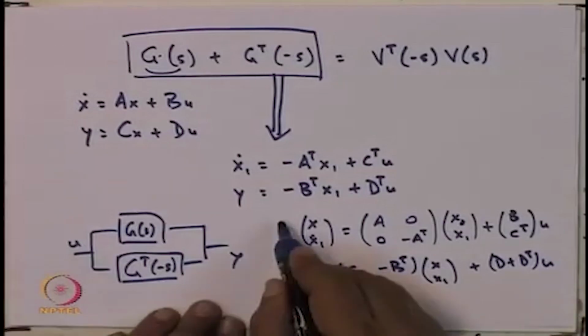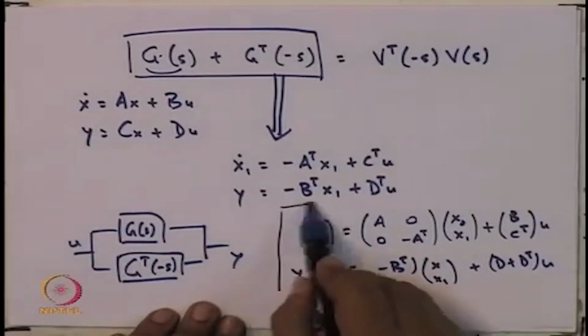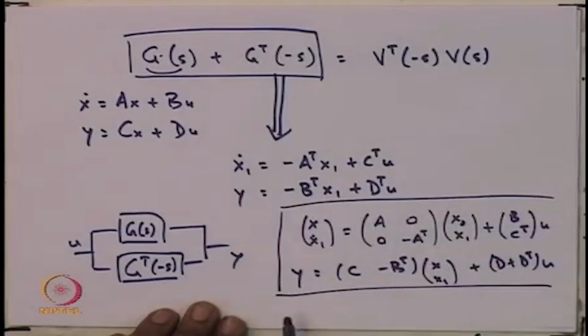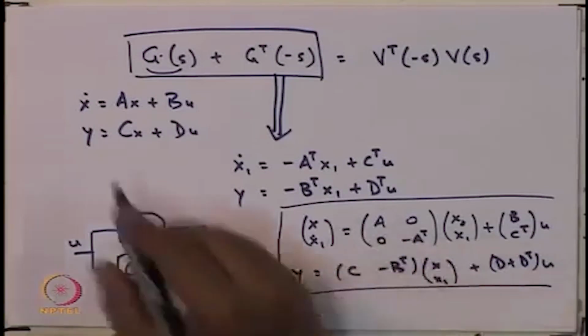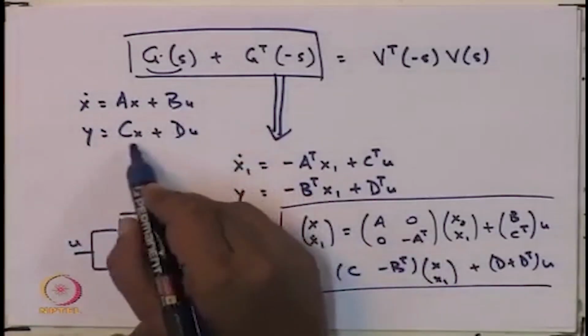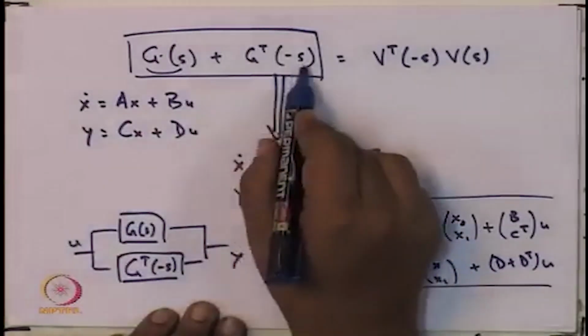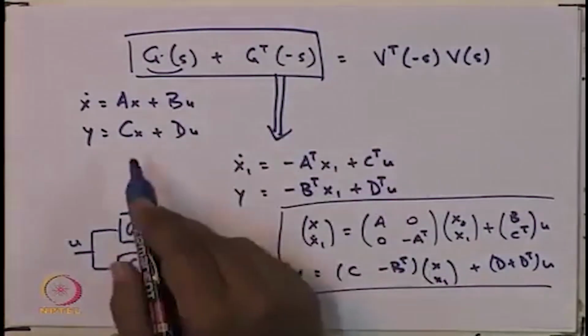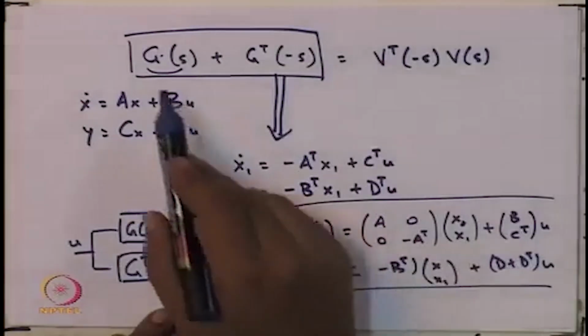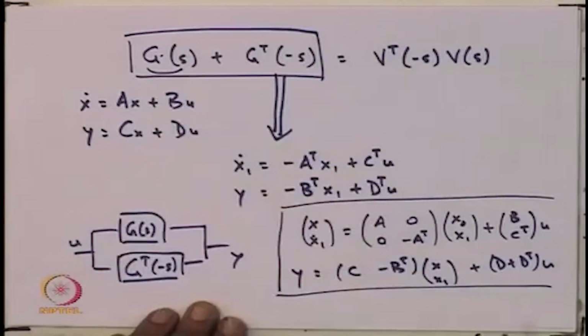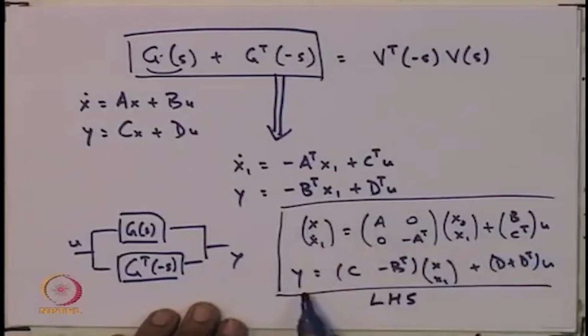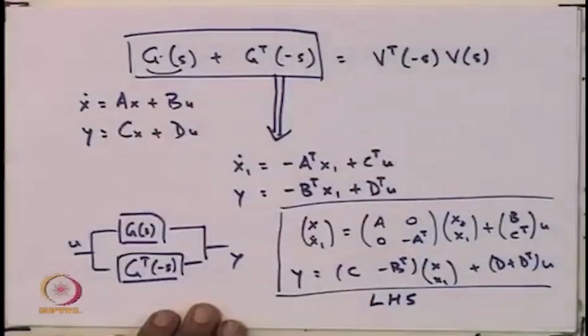So, what we have got here is the state representation. This is the minimal state representation, because we have said that this is the minimal state representation for G(s). Therefore, this is a minimal state representation for G transpose of minus s, and therefore, this is the minimal state representation for what is on the left hand side. So, what we have is a minimal state representation for the left hand side.